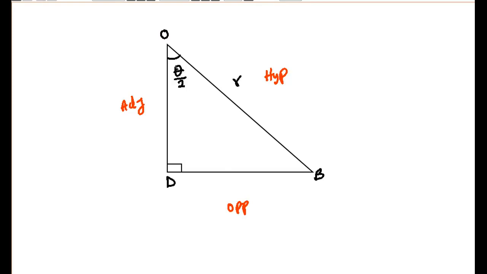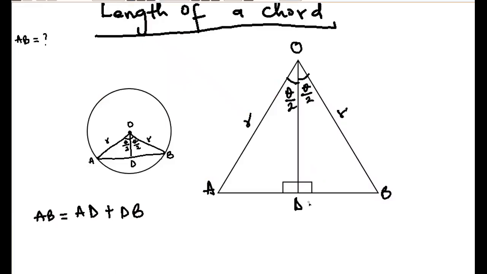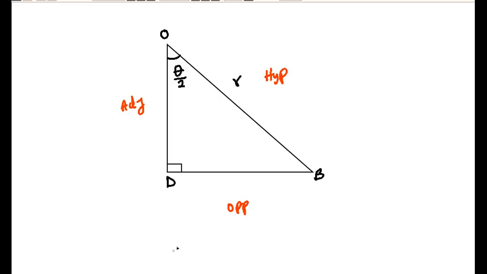So we are using the opposite and the hypotenuse. I don't have any business with the adjacent. Don't forget that I'm trying to get the length of the chord. So DB is part of the chord, so my focus is on DB. That is the opposite, and we are given something on the hypotenuse, that is the radius. So this is sine from SOHCAHTOA. Opposite and hypotenuse is sine. So I will say sine.